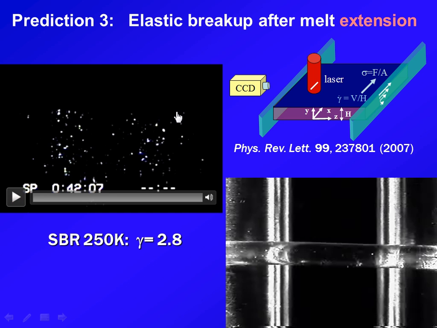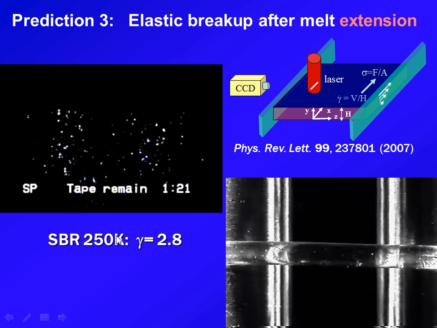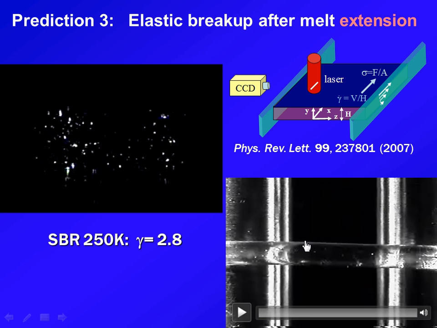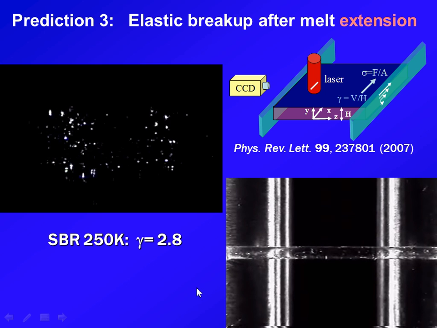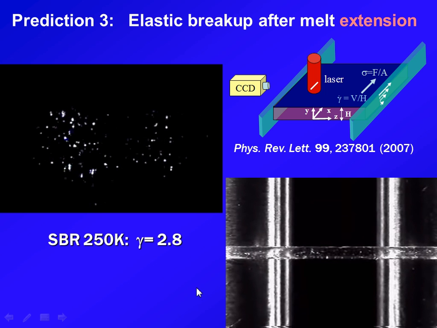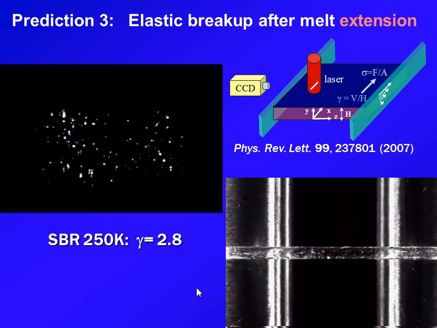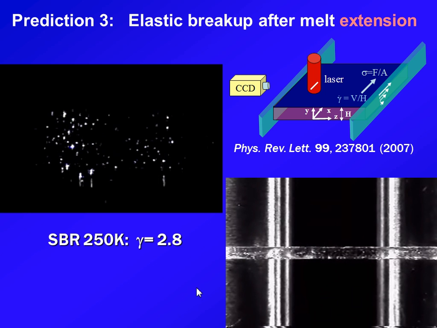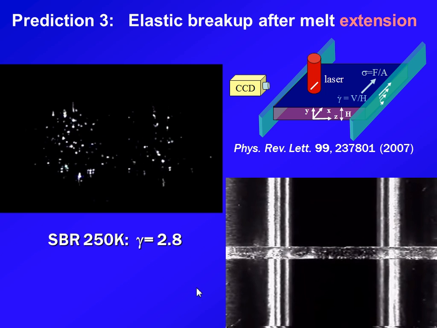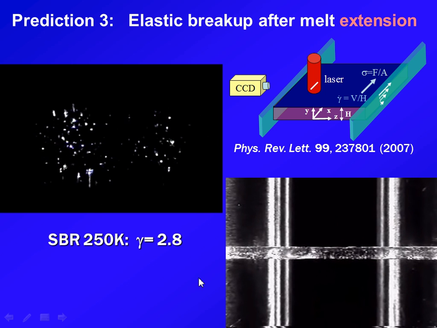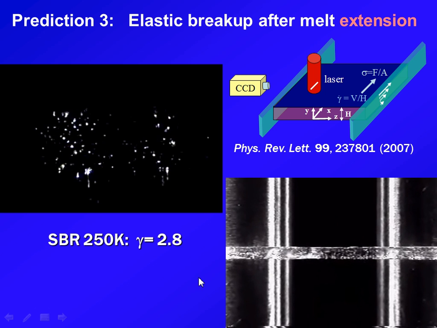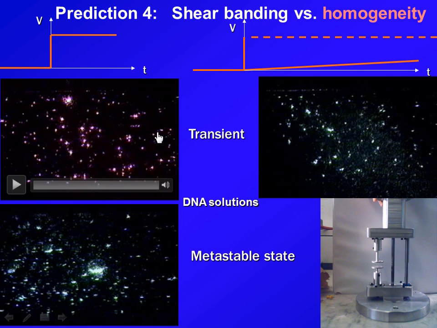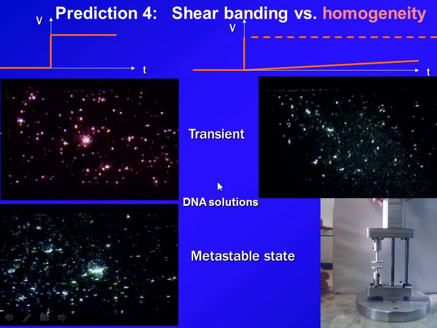So that's prediction number 2. Number 3 is, again, if I see this elastic breakup in shear after shear cessation, then I should see the same in extension. How nice, how easy it is to write a PRL when you know the answer. Right? I mean, so this can happen, and we predicted and then went to the lab and found that to be the case.